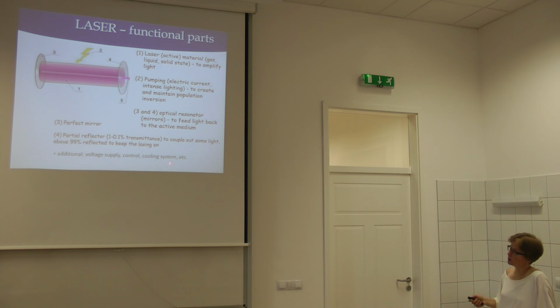Additional to this, there are some other elements around the laser. The voltage supply, if the population inversion is created through some electrical process. Control knobs. Very often you need a cooling system because the active material can heat up. If it's a very high average power system, even the mirrors can heat up, so they need some cooling. So when you end up with a laser, it has some additional parts as well, but these are the main components necessary for a laser to laser.